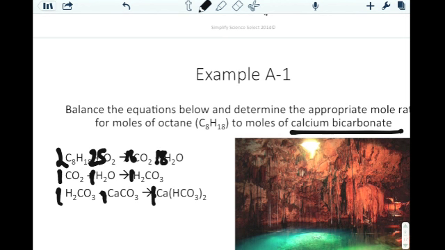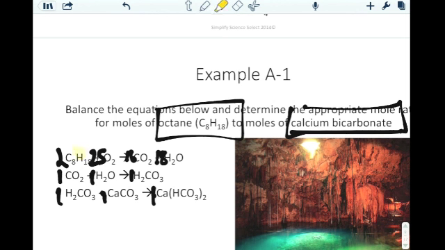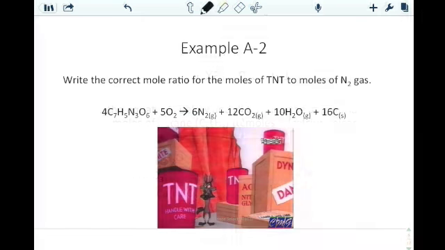So we're looking at what's the mole ratio between octane and our calcium carbonate. So in this series of reactions, what we see is that we have our ratio. We just pick out what we have. Well, here is our octane, which is 2 moles, and look at calcium carbonate, or calcium bicarbonate, which is right there, and we see that it's a 2-to-1 ratio.